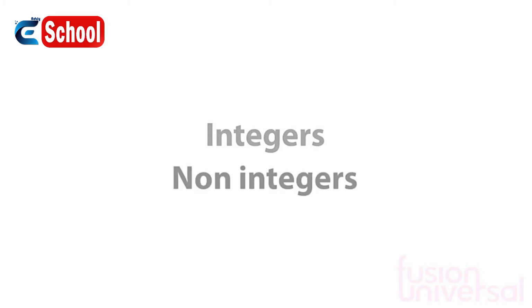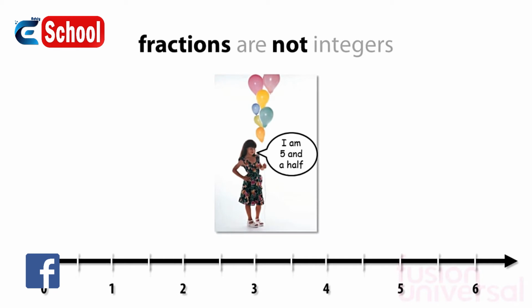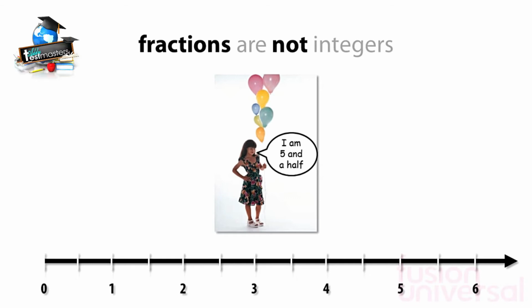So now let's look at numbers that are not integers. Fractions are not integers. Your age is a good example of this. When you are young, you might prefer to say you are 5.5 years old rather than just 5 years old. This is because you are between your 5th and 6th birthday.